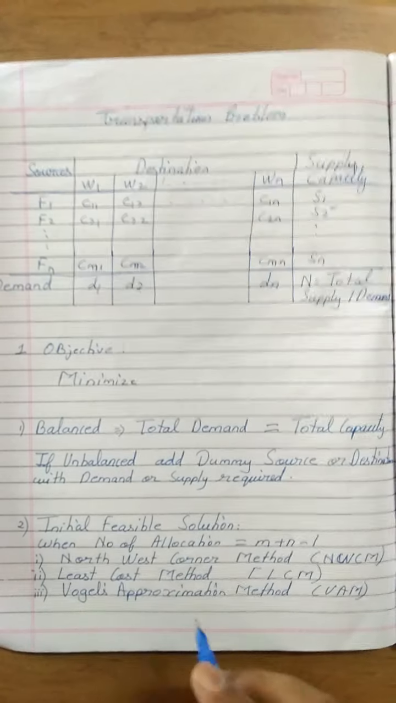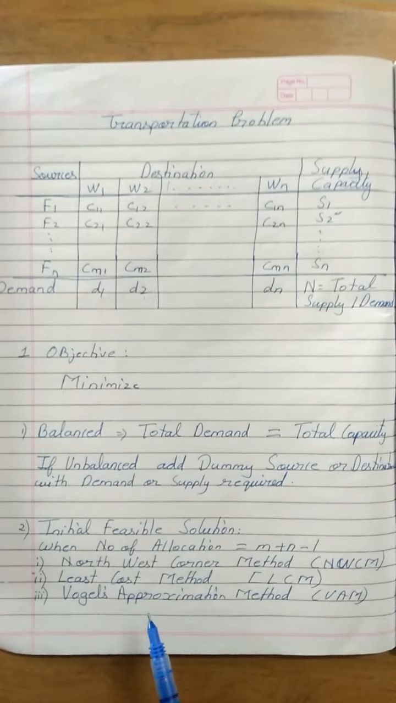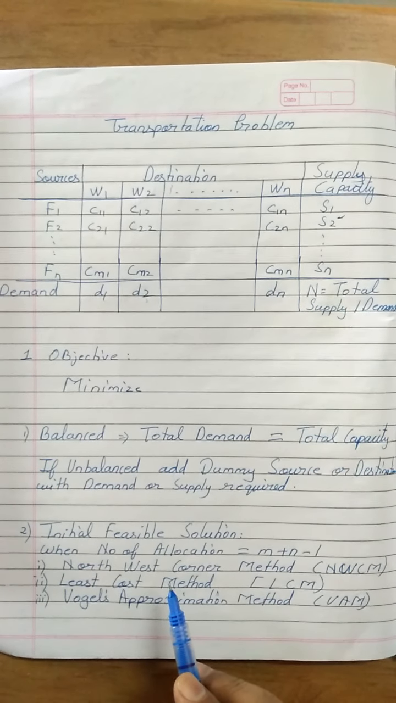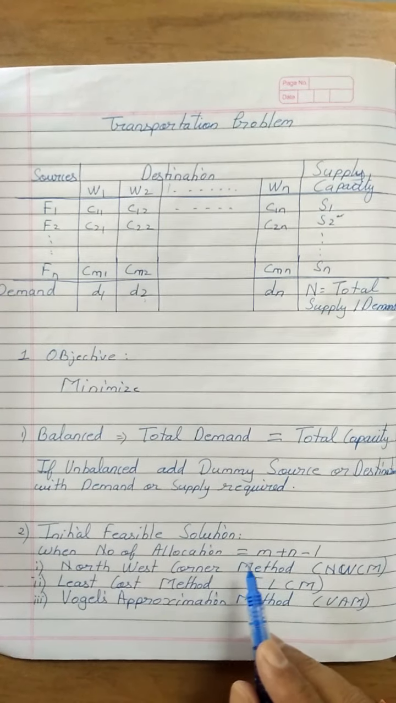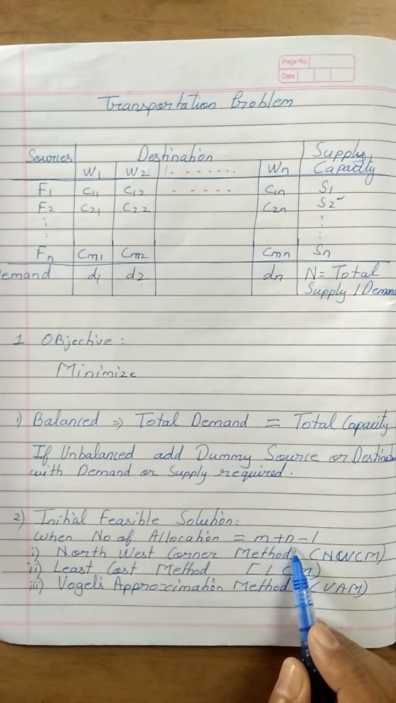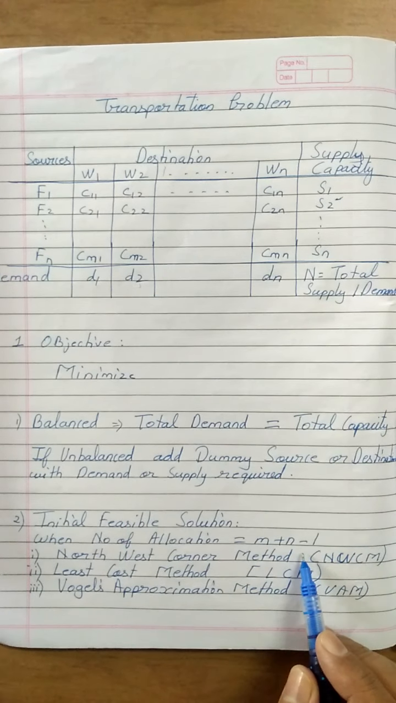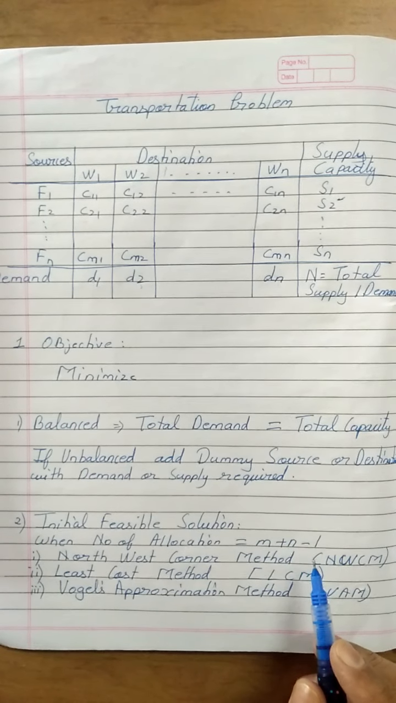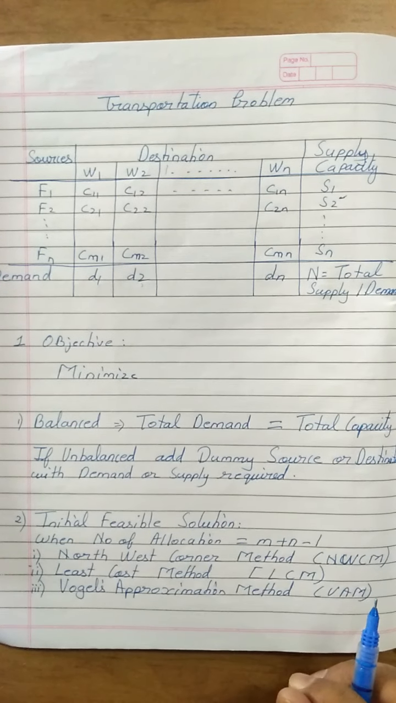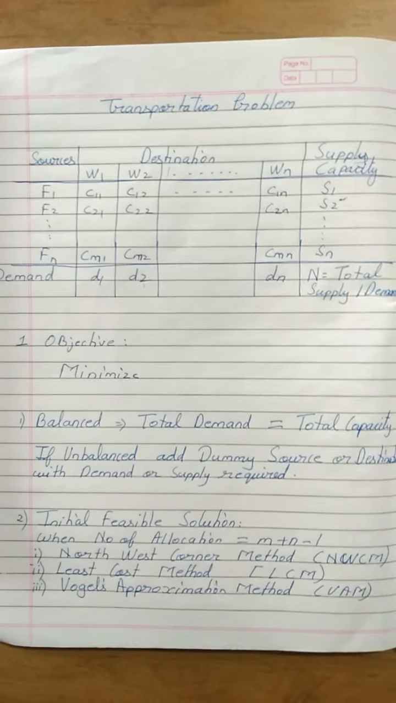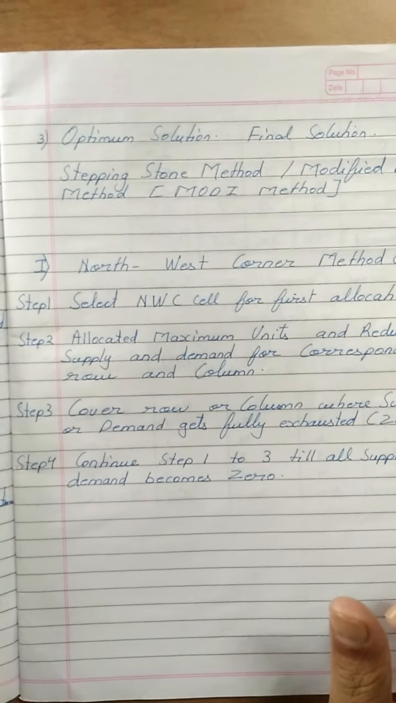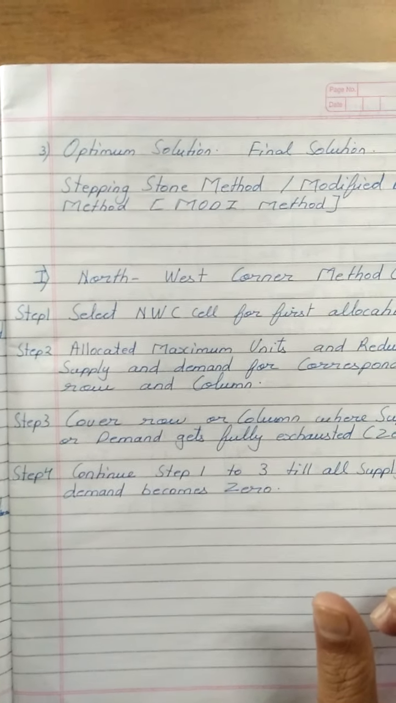Now how to check whether the solution is feasible or not? We need to check by seeing whether the number of allocations, the number of units allocated to destinations, is equal to m plus n minus 1, where m is the number of rows and n is the number of columns. If there are 4 rows and 4 columns, that means 4 plus 4, 8, minus 1, 7 allocations should be done. And if 7 allocations are there, then we can say that the solution is feasible. After checking this feasible solution, next step is we can go for finding the optimal solution.